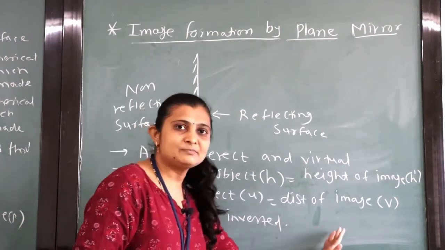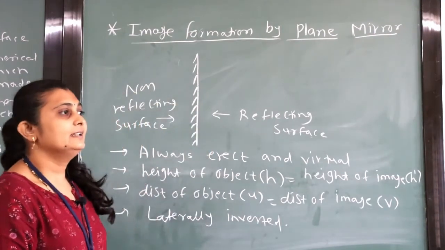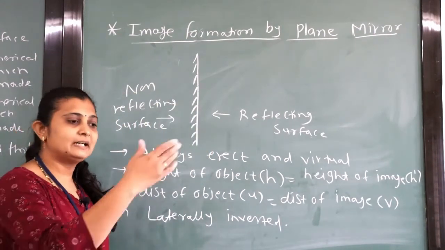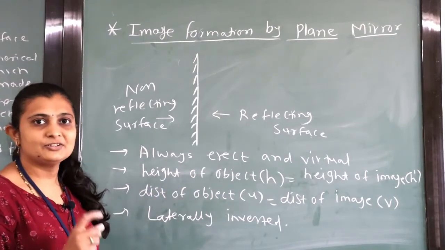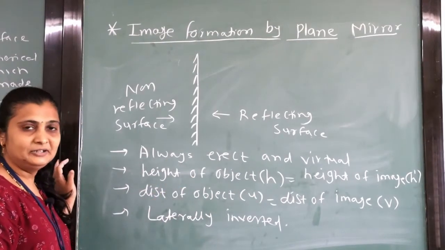What is lateral inversion? The left hand side of the object becomes the right hand side of the image. That is called lateral inversion.